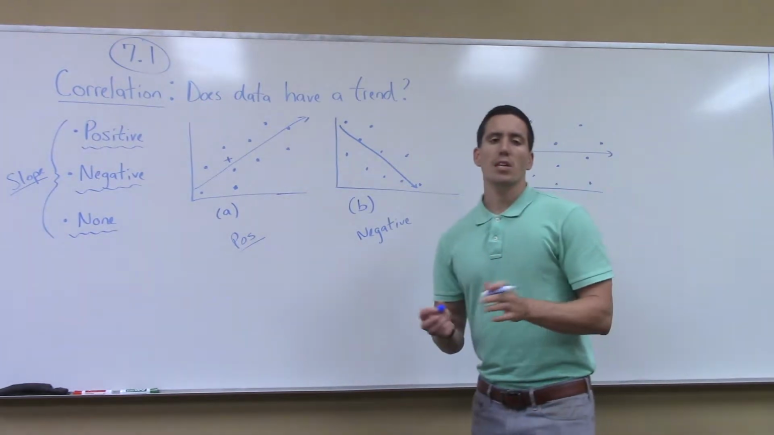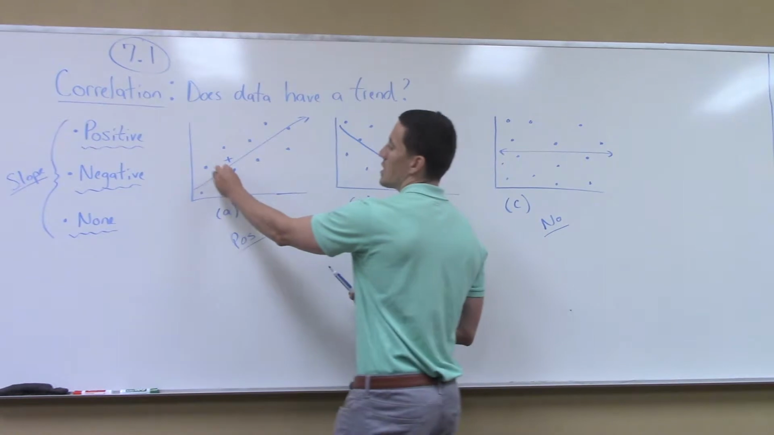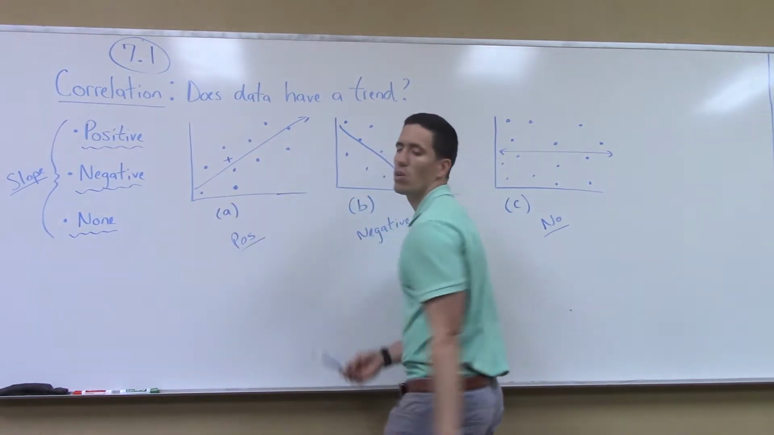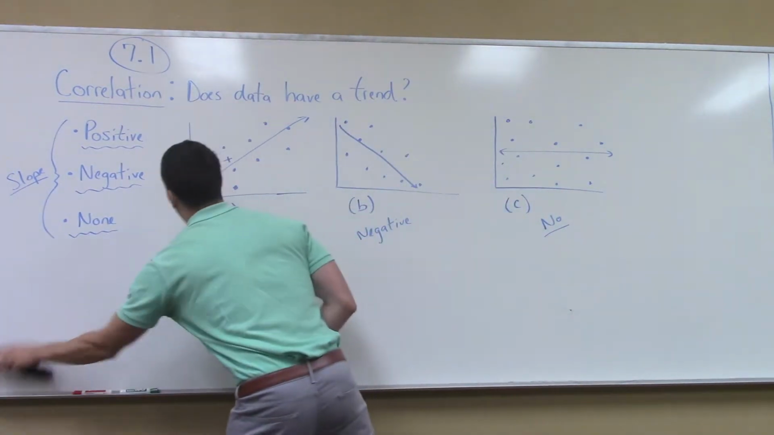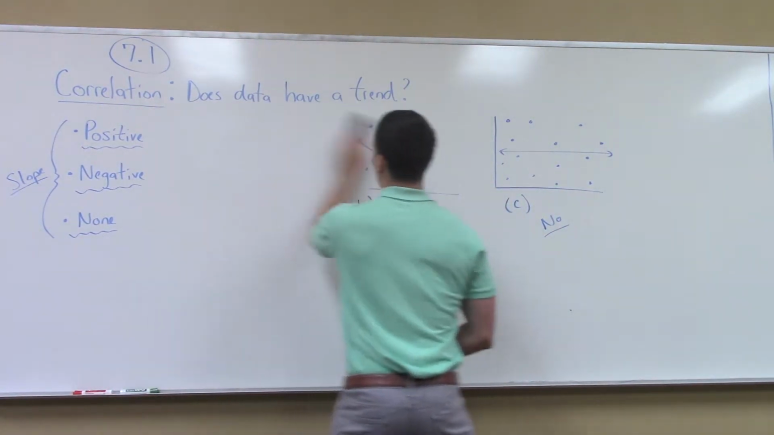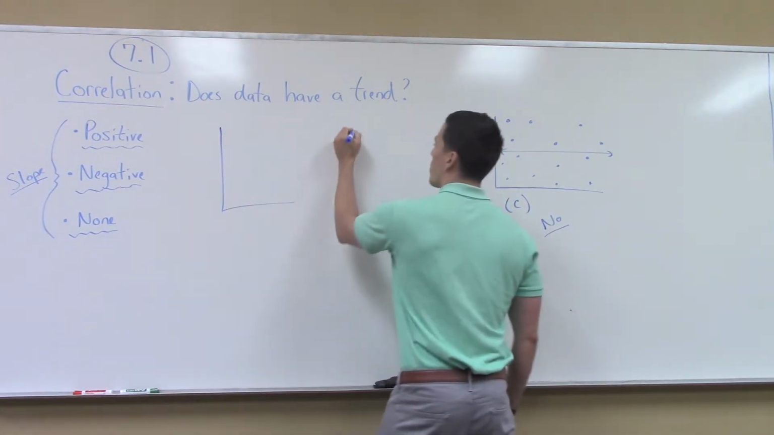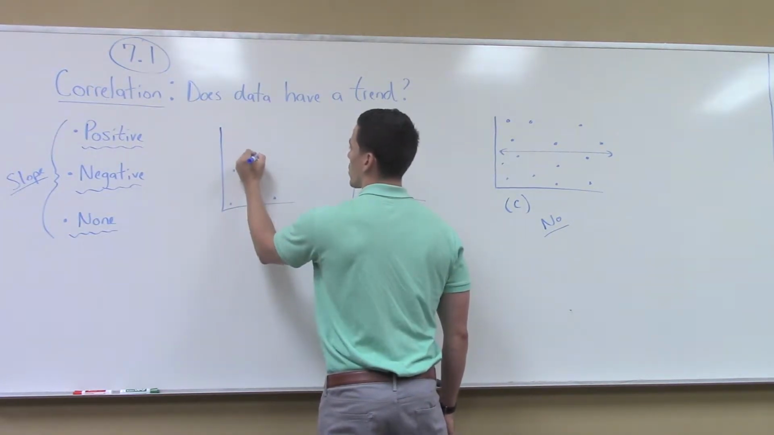A couple other things that are important when it comes to correlation. The tighter that the data is together, the stronger the correlation is. So let me show you two example graphs of what I mean by that. Let me give you two graphs that both have a positive correlation.